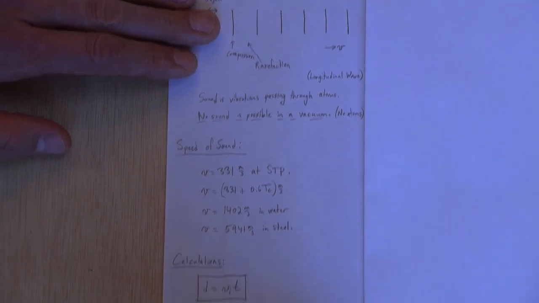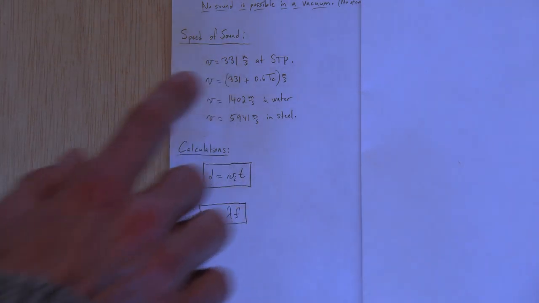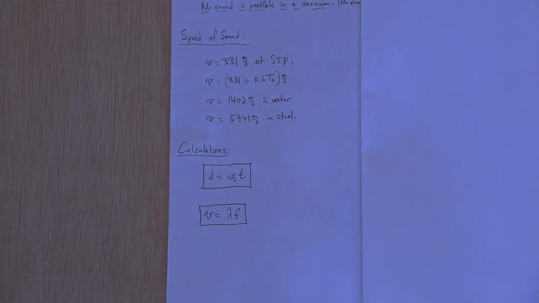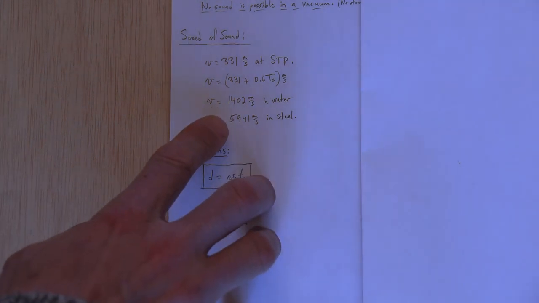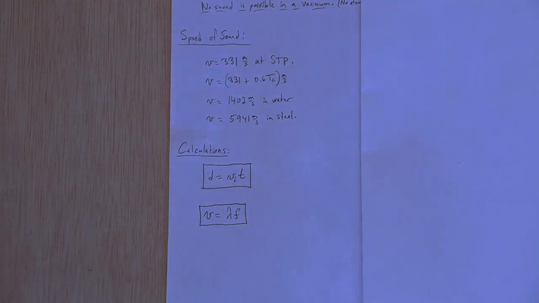Okay, so sound goes through matter, and it goes at certain speeds. This is the speed of sound in air. I didn't write it, but maybe we should have written "in air" over here. It's 331 meters per second at STP. STP means standard temperature and pressure. In other words, 0 degrees Celsius, which is the temperature at which water freezes, and at 1 atmosphere, which is basically the pressure at sea level. So if you're standing next to the ocean on a cold day, then the speed of sound is roughly 331.